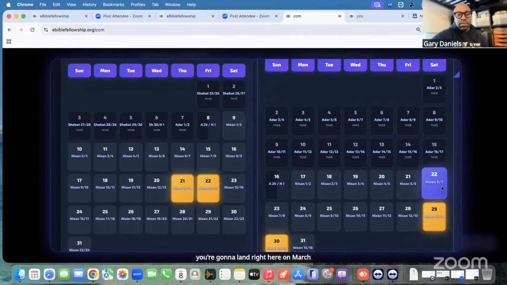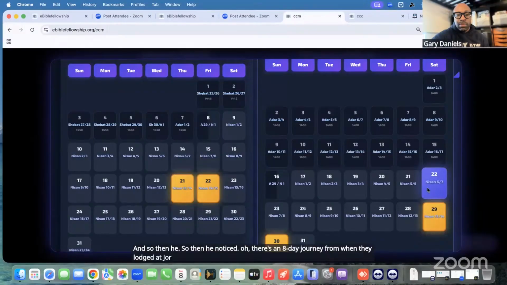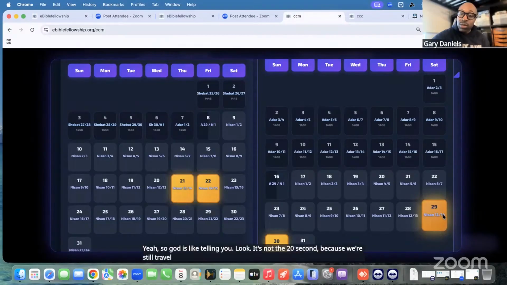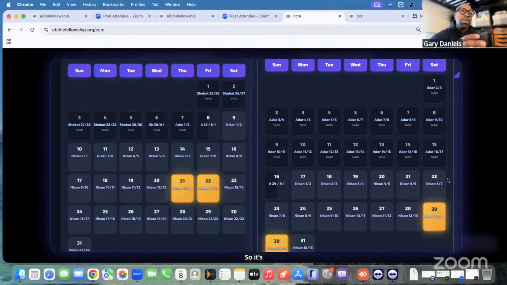22nd of 1407 BC. And then he noticed, oh, there's an 8-day journey from when they lodged at Jordan here to when they crossed over the Jordan River on the 25th, which the Bible says was Nisan 10. And then 4 days later, they celebrate Passover on Nisan 14. So God is telling you, look, it's not the 22nd because we're still traveling, we're still doing things. It's like God is giving you more information to know that this offset is in the calendar, right?